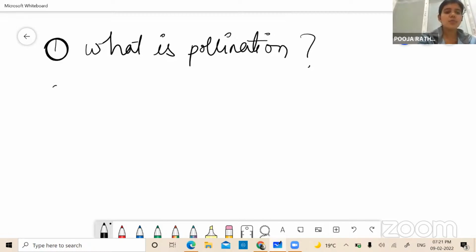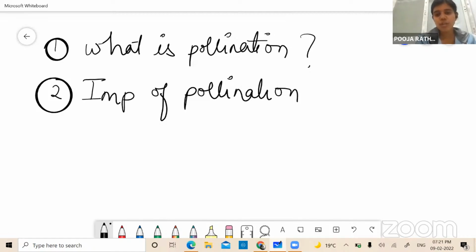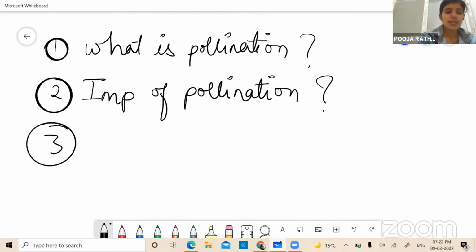The second question that could be asked is: what is the importance of pollination? Why is pollination necessary? Pollination is necessary because without pollination, the pollen grains can't be transferred from the anther of a male flower to the stigma of the female flower, and when the pollen grains are not transferred, fertilization, which is the next step, could not take place. So that's the importance of pollination.